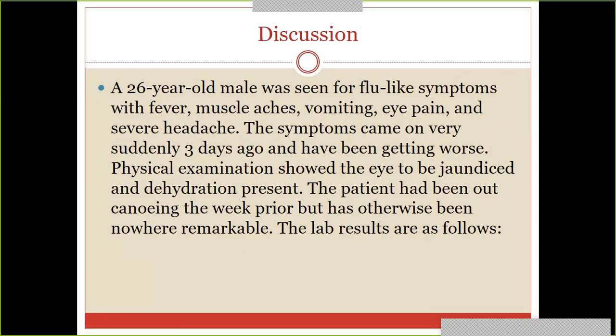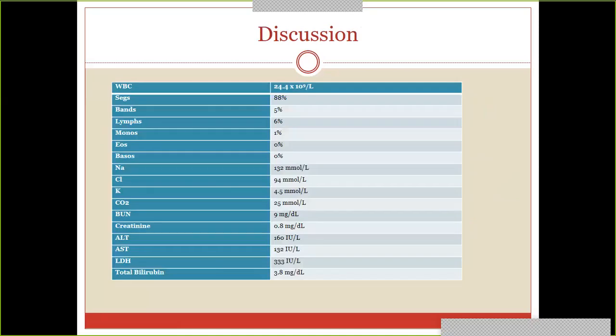A 26-year-old male was seen for flu-like symptoms with fever, muscle aches, vomiting, eye pain, and severe headache. The symptoms came on very suddenly 3 days ago and have been getting worse. Physical exam showed the eye to be jaundiced and dehydration present. Patient had been out canoeing the week before, but has otherwise been nowhere remarkable. The lab results are as follows, and this is on the next slide.